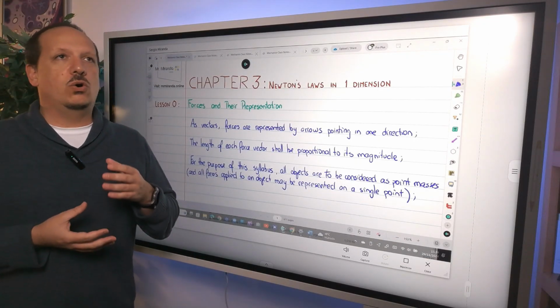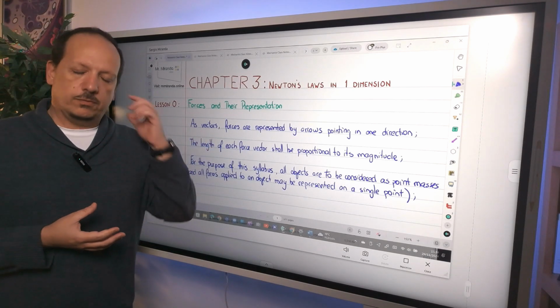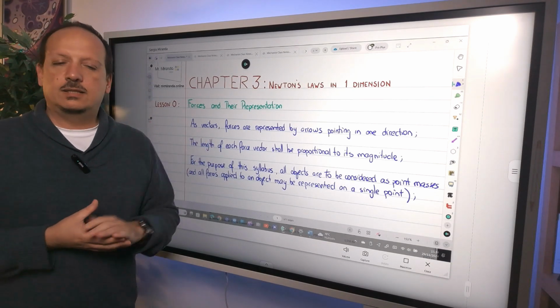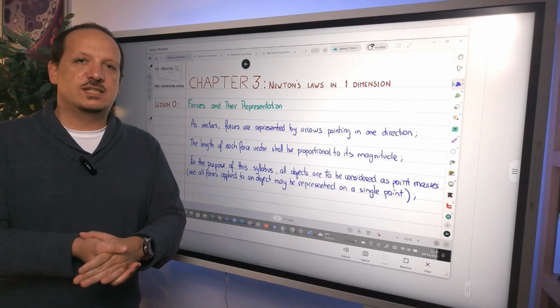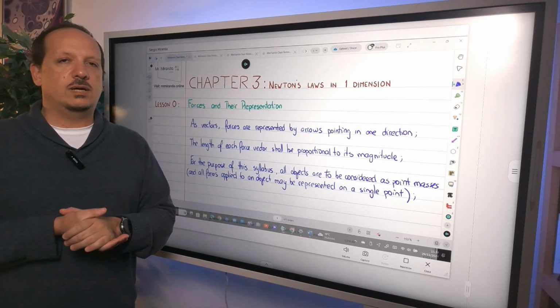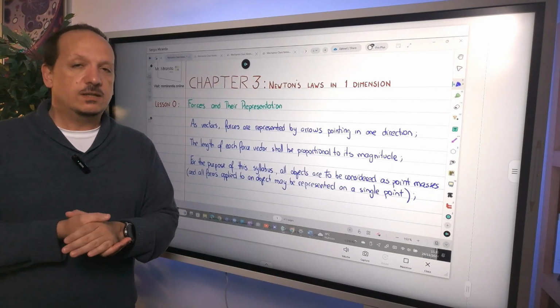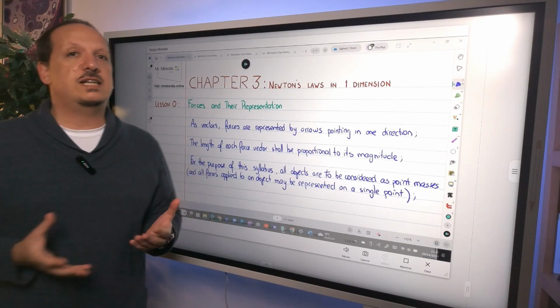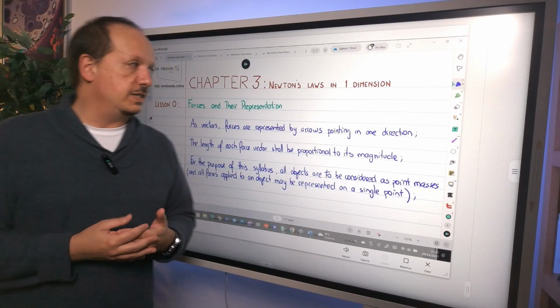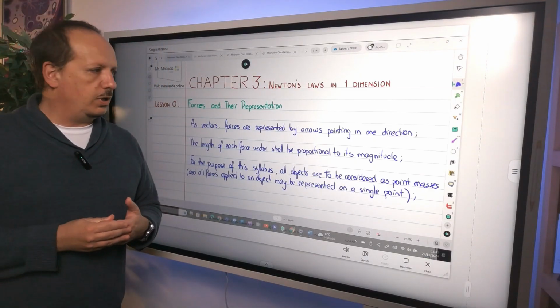Okay, so you already know for a very long time that the physical agents that contribute to the motion or the change of motion of an object are called forces. All right, and so this chapter has everything to do with forces. So what do I want you to know about forces?